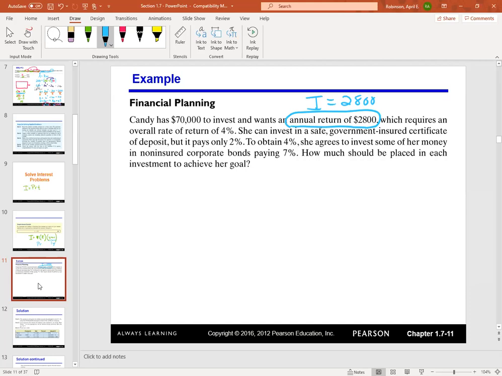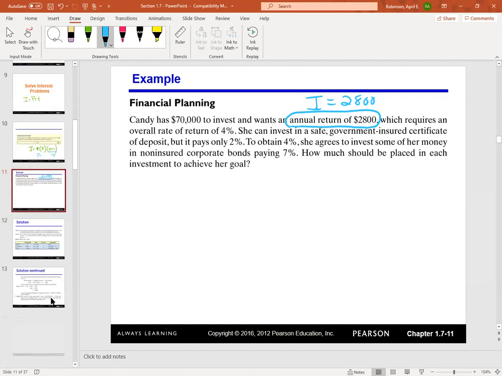And it says it requires an overall rate of return of 4%. She can invest in a safe government insured certificate of deposit, but it only pays 2%. To obtain 4%, she agrees to invest some of her money in non-insured corporate bonds, paying 7%. How much should be placed in each investment to achieve her goal?